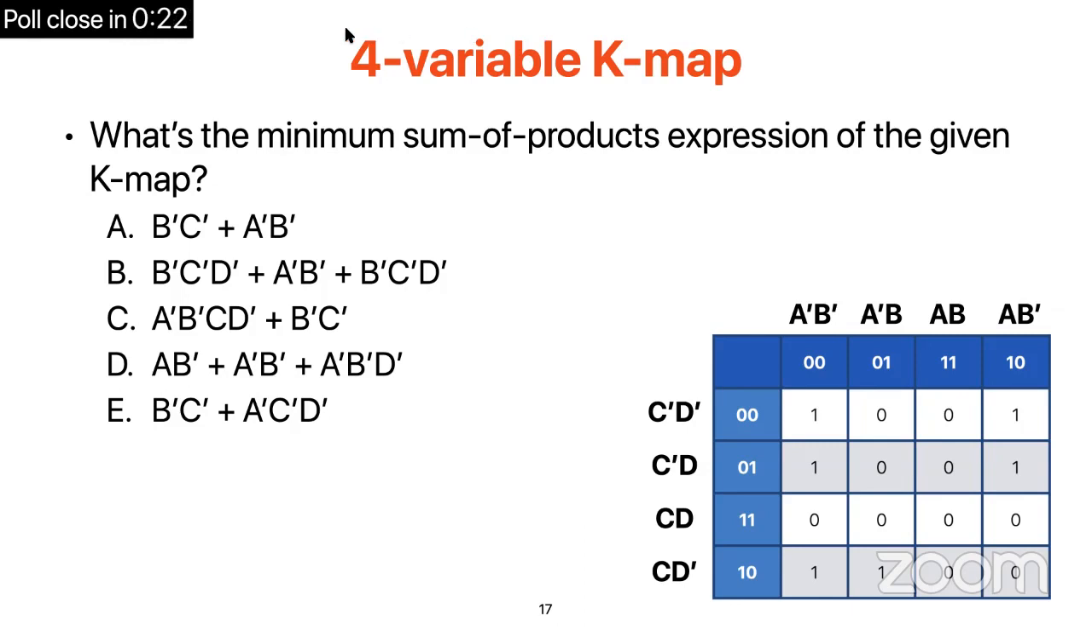How can I help you? I think you typo it. The answer E is like B prime C prime plus A prime C D prime. Well, we can look over it later. Okay. If you are willing to explain what's going on.